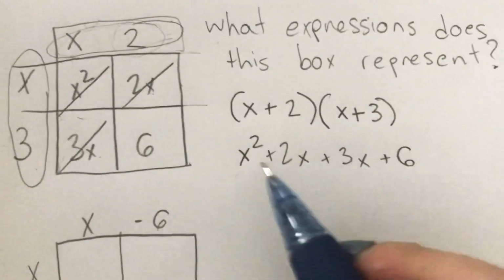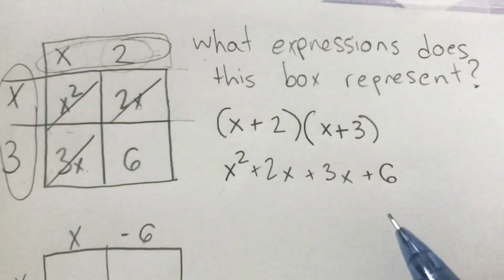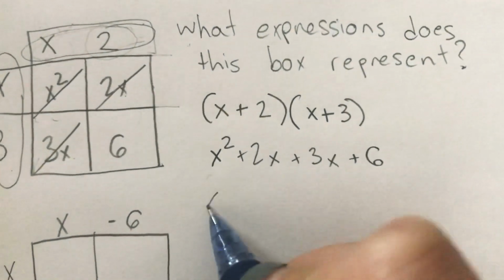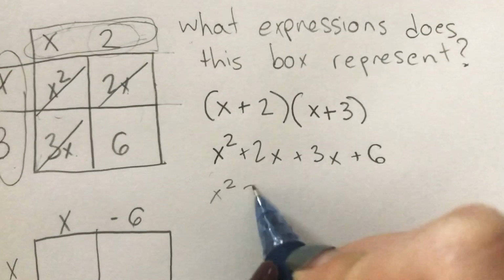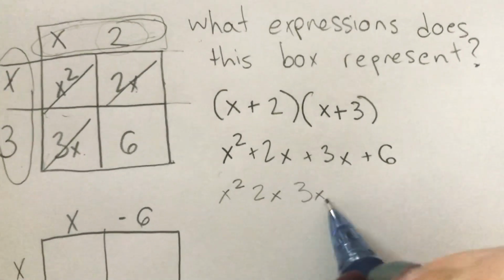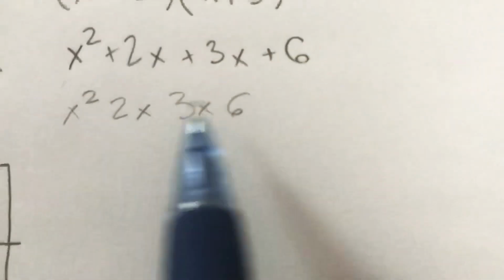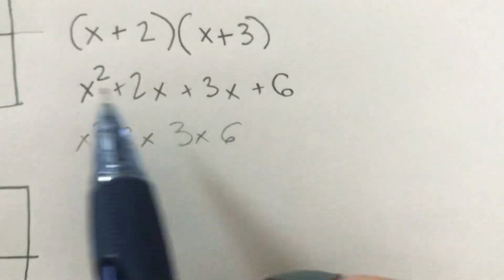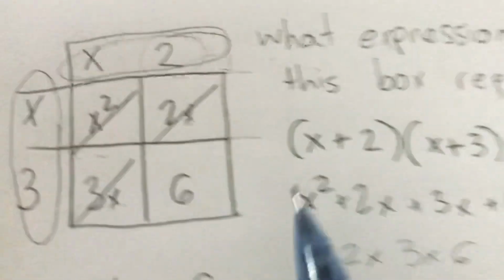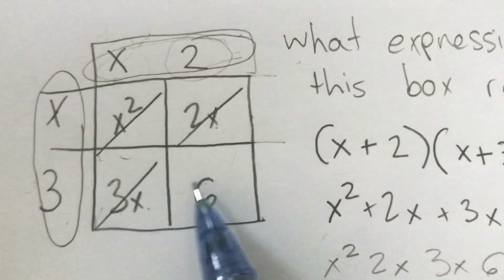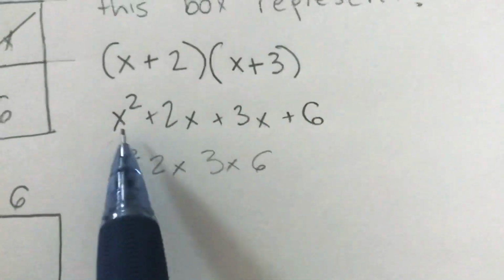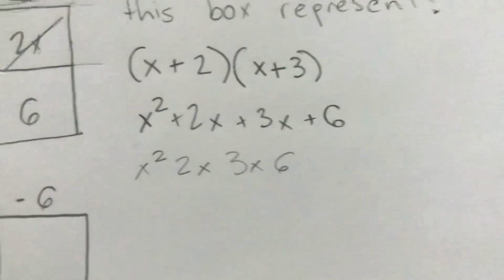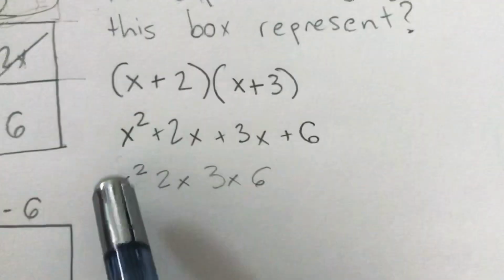A common mistake that I have been seeing on a lot of your papers is that you'll write your x squared, you'll write your 2x, 3x, and 6. Notice how there are no signs here. We need to write this as an expression, adding or subtracting the terms. So whenever the terms are positive, here there are no negative signs, we're always writing plus in between each term. Don't write your terms out without putting the signs in between.